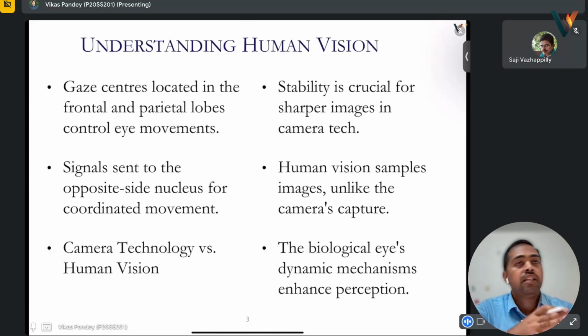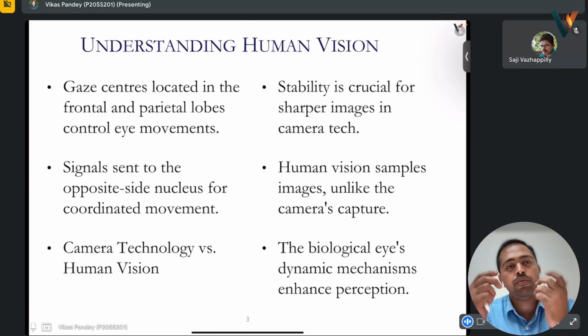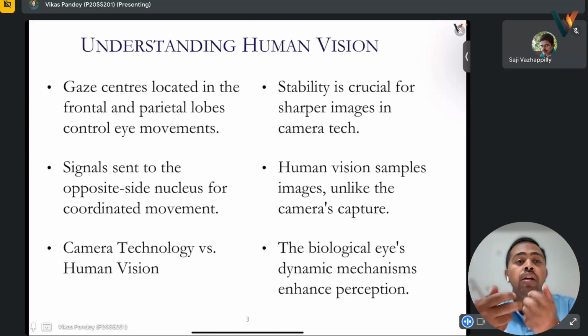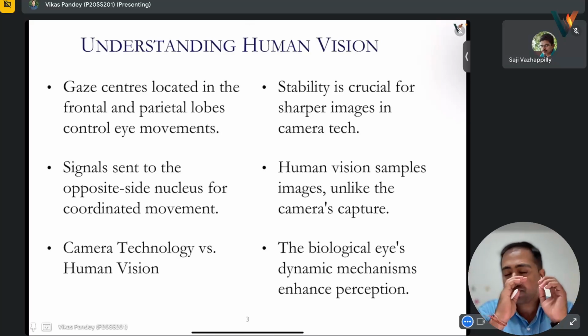there are gazes happening, how eye movements are controlled, and how the reflex controls the movement of the eye, so we don't feel the gaze shift when our head is moving and the eye is fixed. We have seen that gaze centers located in the frontal and parietal lobes control the eye movement, and that signals are sent to the opposite side nucleus for coordinated movements.